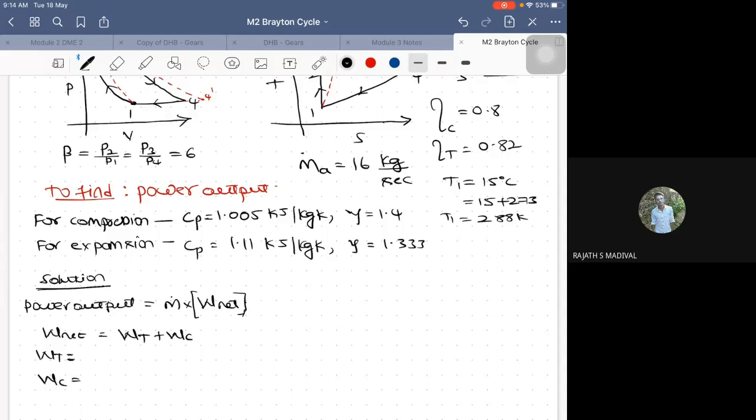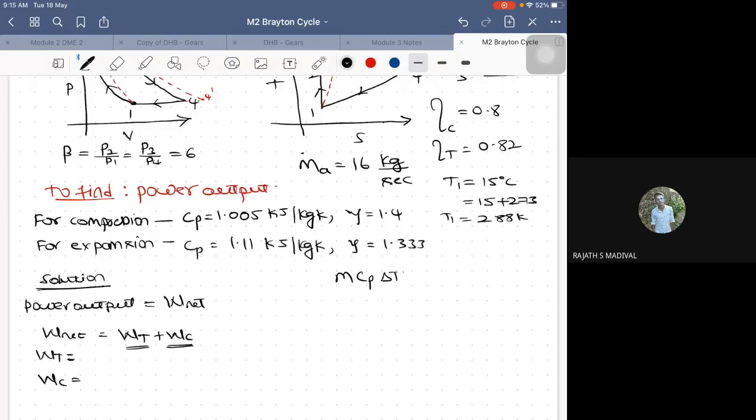One thing I told you is that it is mCp delta T. For the initial problems it will be confusing, so just take power output as W net. Whatever the difference in the work is, the overall work output, that is your power output, which is nothing but W net. Now, how will you calculate W net? It is the summation of the turbine work output plus the compressor work, correct? Now, how will you calculate WT?